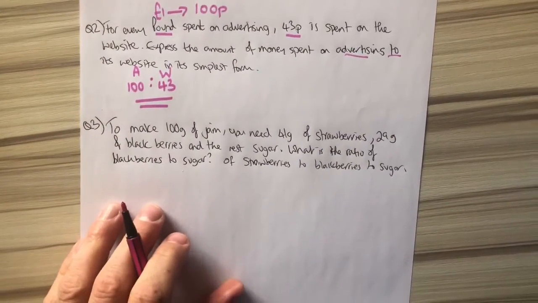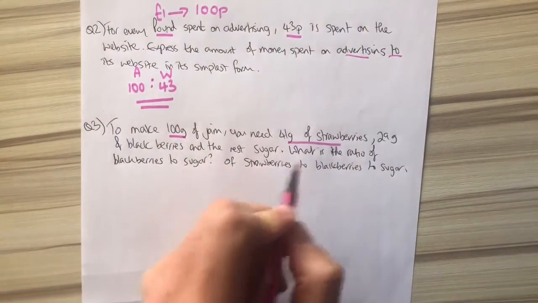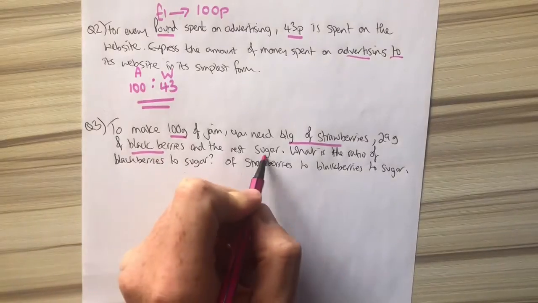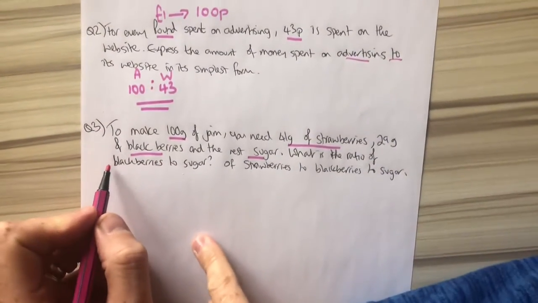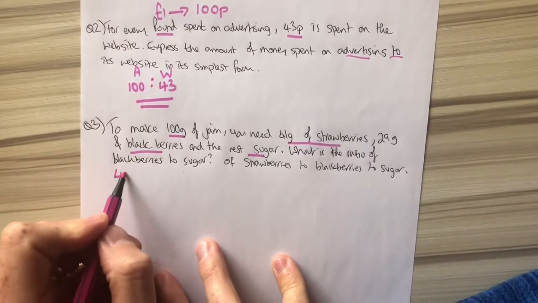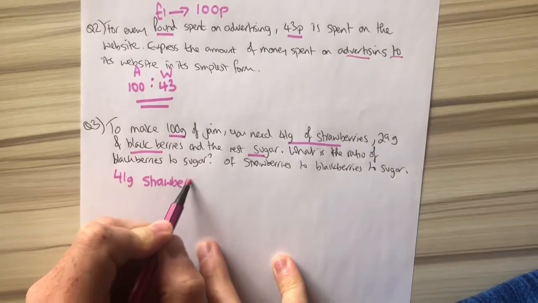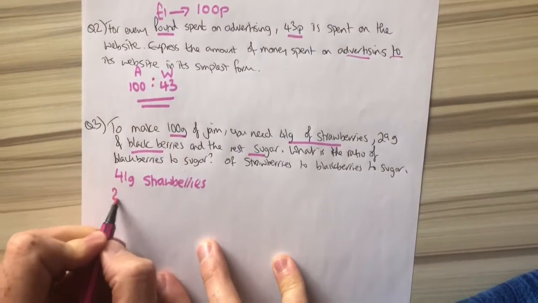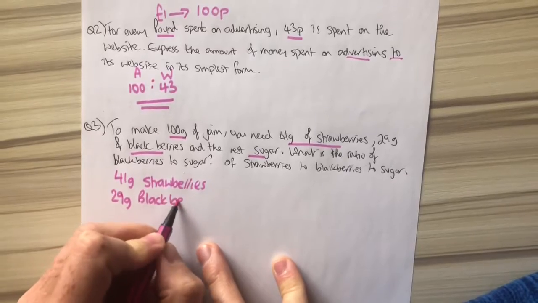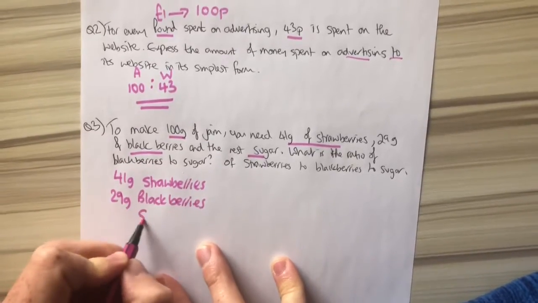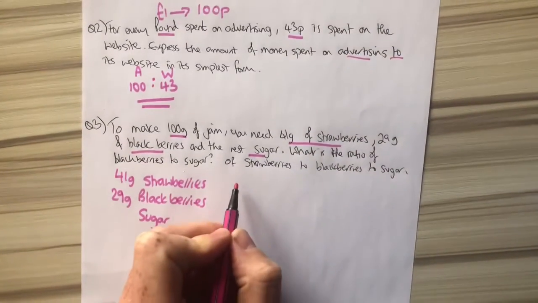Third one. To make 100 grams of jam, you need 41 grams of strawberries, 29 of blackberries, and the rest sugar. So the first step here is to know that you need 41 grams of strawberries. You need 29 grams of blackberries, and then the rest is sugar. So you've got to add those 2 together and take it away from 100.